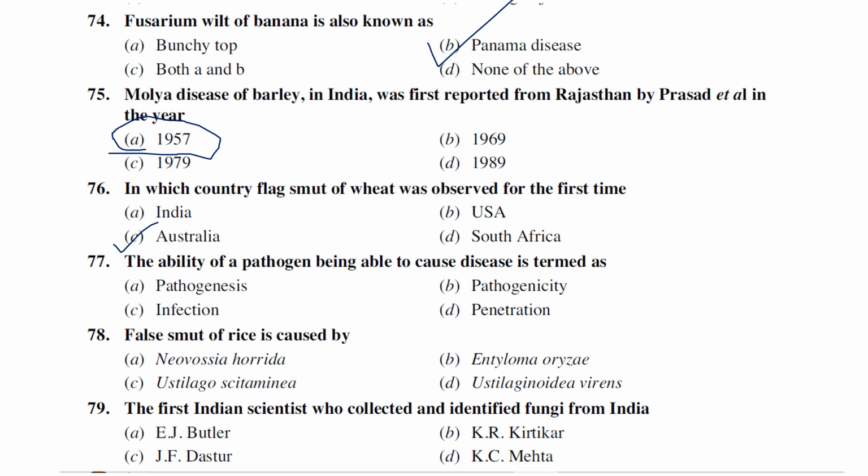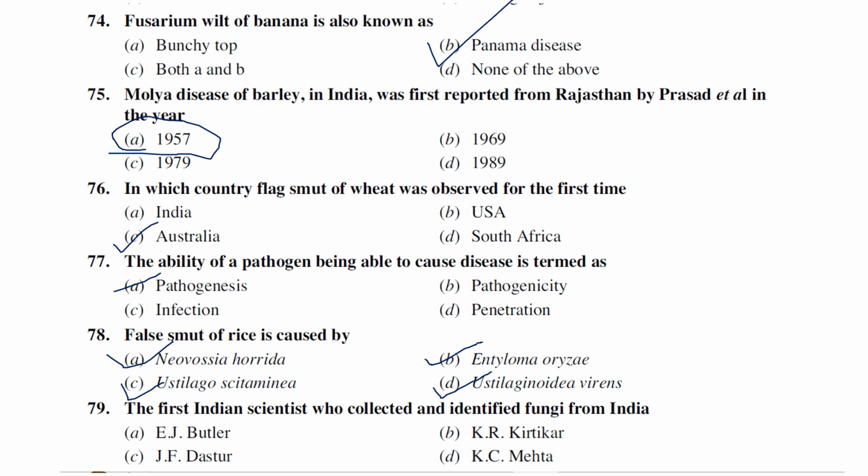The ability of a pathogen to cause disease is termed as pathogenesis, pathogenicity, infection, or penetration. So the ability of a pathogen to cause the disease is known as pathogenicity. Flag smut, false smut of rice is caused by Neovossia horrida, Entyloma variabile, Ustilaginoidea virens. So Ustilaginoidea virens is generally called false smut. Tolyposporium ehrenbergii is smut of sugarcane. Neovossia horrida, probably with some kind of disease, I'm not sure.